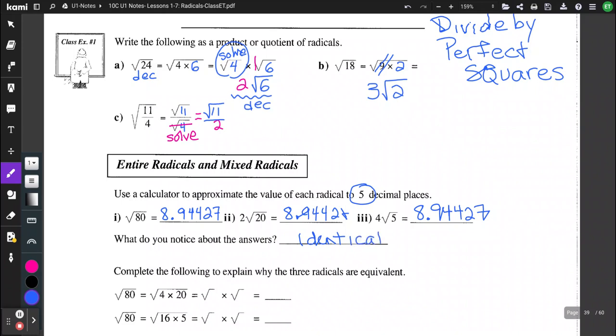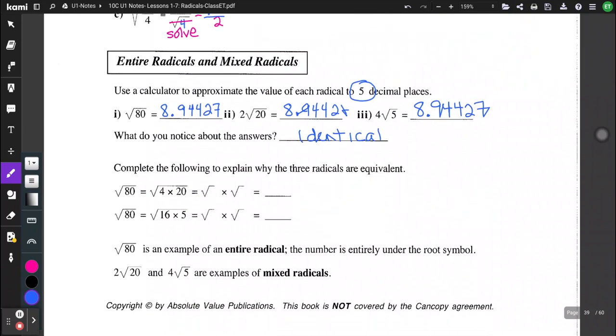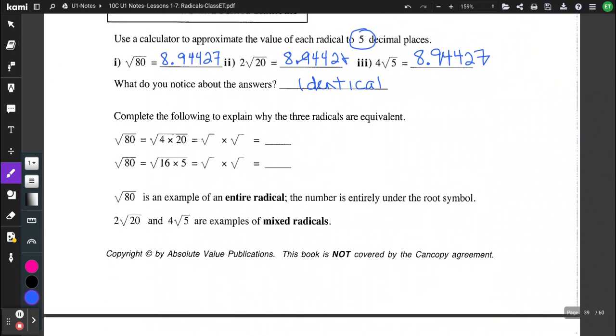Now you're probably wondering, why are they identical? It's because what they've done is they have divided out a perfect square and put that number out front. That's what's happening. But you're going to notice that two of the numbers are a little different. One has a 20 as a radicand and one has a 5. 20 can still divide by what number? 4. So that's why it keeps breaking down. So we always want to divide by our largest perfect square.